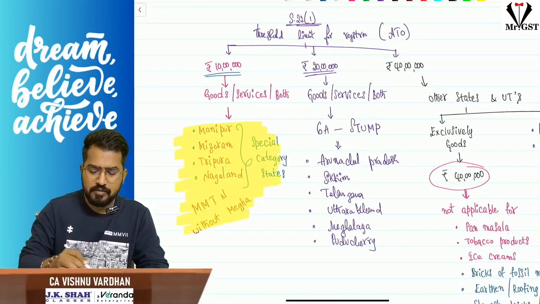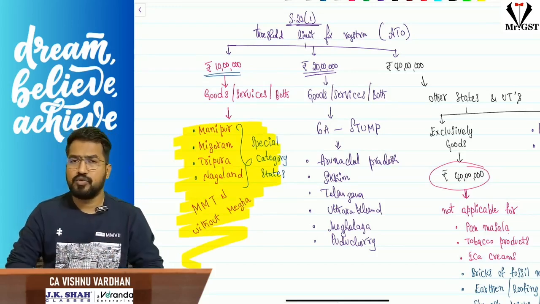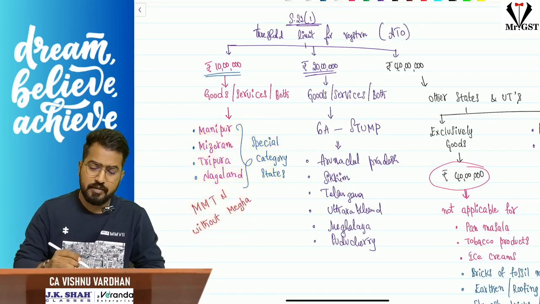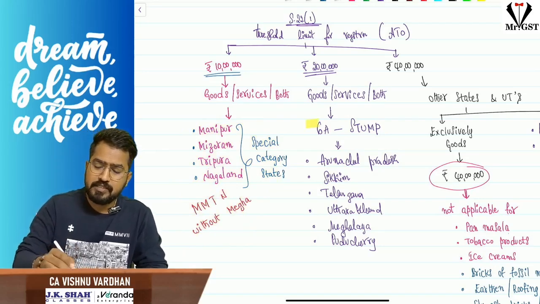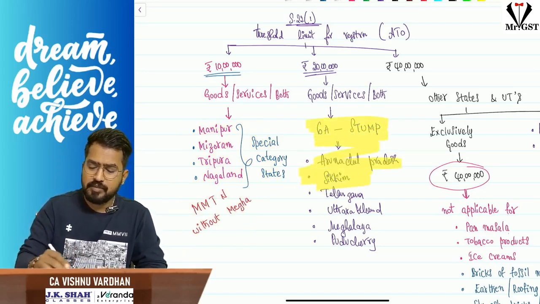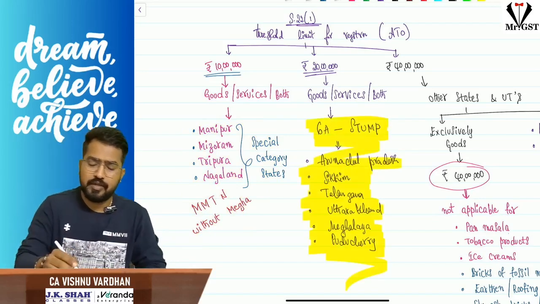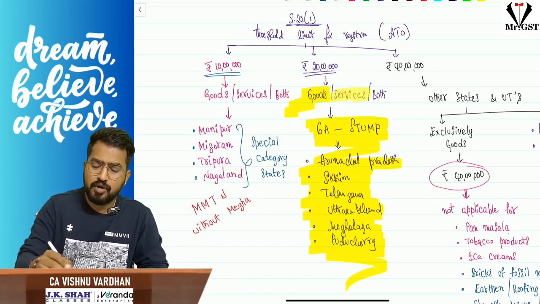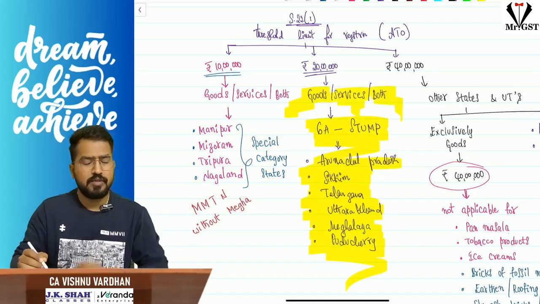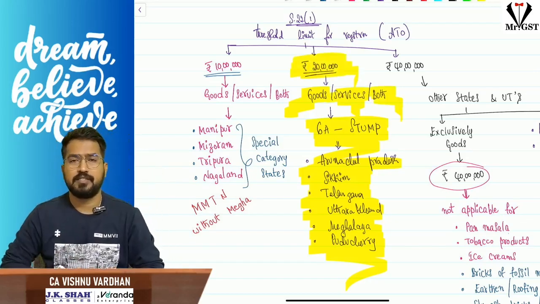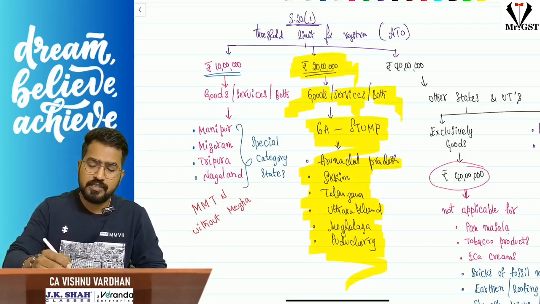So I am dividing the entire country: part 1, whatever you do, both goods and services, exclusively goods, exclusively services, the threshold limit is 10 lakhs. Part 2 is the 6 stump category: Arunachal Pradesh, Sikkim, Telangana, Uttarakhand, Meghalaya and Puducherry. Whatever you do here, either goods or services or both, the threshold limit is 20 lakhs. Clear? So that is the second part.